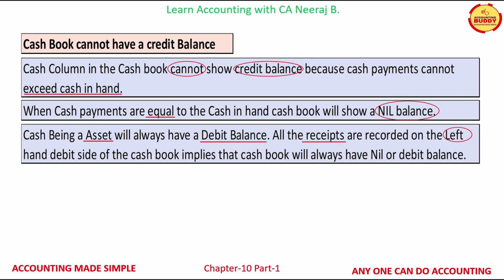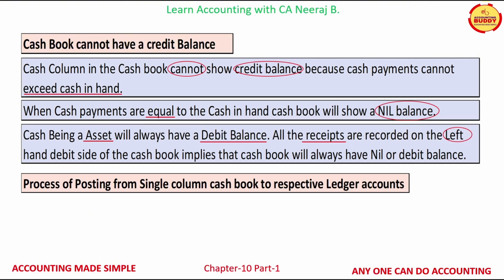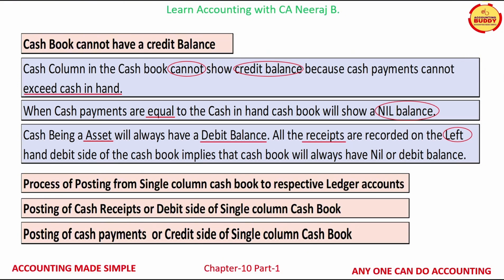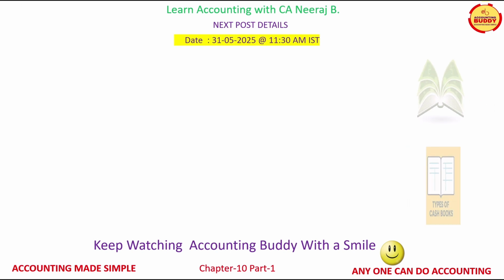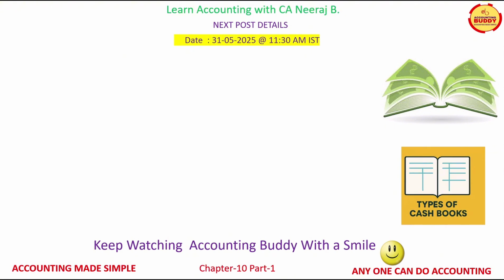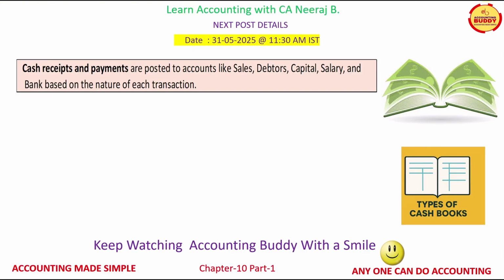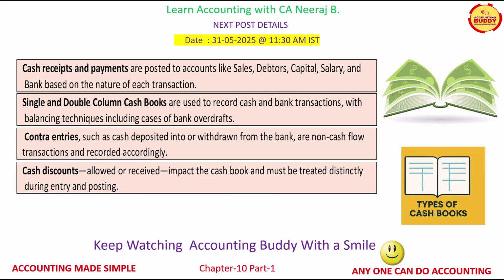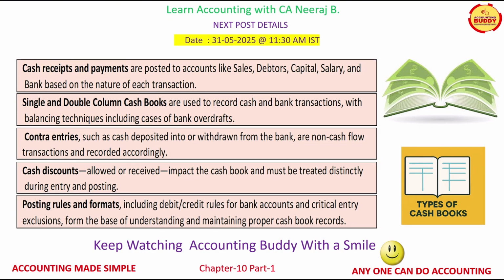In next slides, we will learn in detail the process of posting from the single column cash book to the respective ledger accounts, which includes the posting of cash receipts on the debit side of a single column cash book and the posting of cash payments on the credit side of a single column cash book. In my upcoming video of part 2 in this series of the topic, the cash book on 31st May 25, we will cover posting of cash receipts and payment to various ledger accounts, single and double column cash book, contra entries, treatment of cash discounts, cash entries posting rules, and the cash book formats.